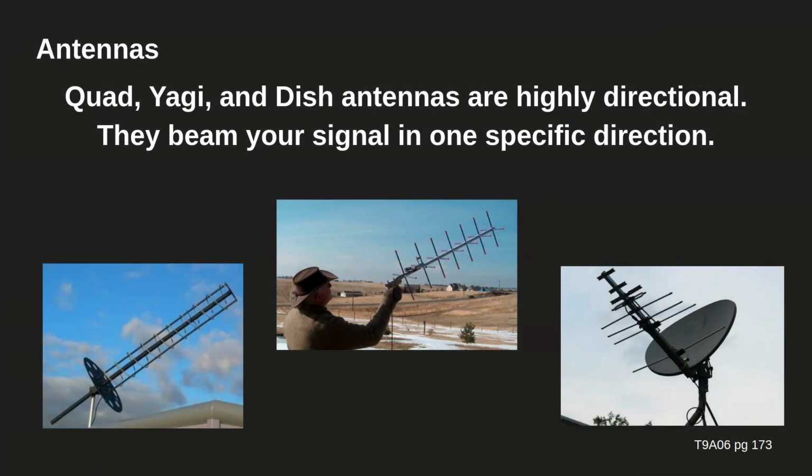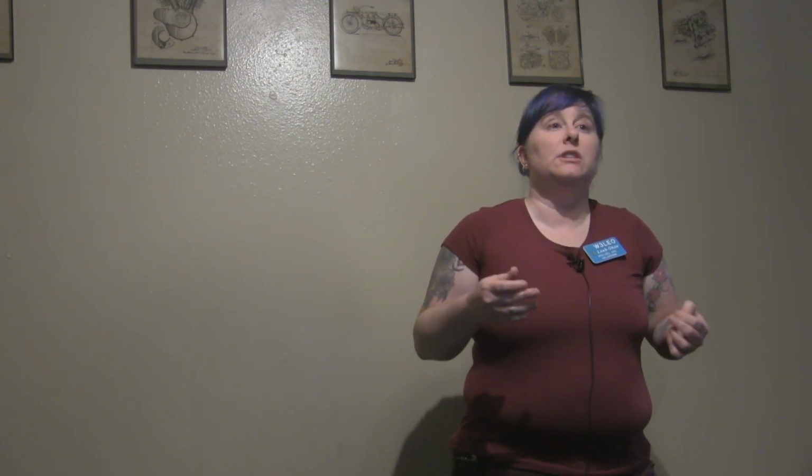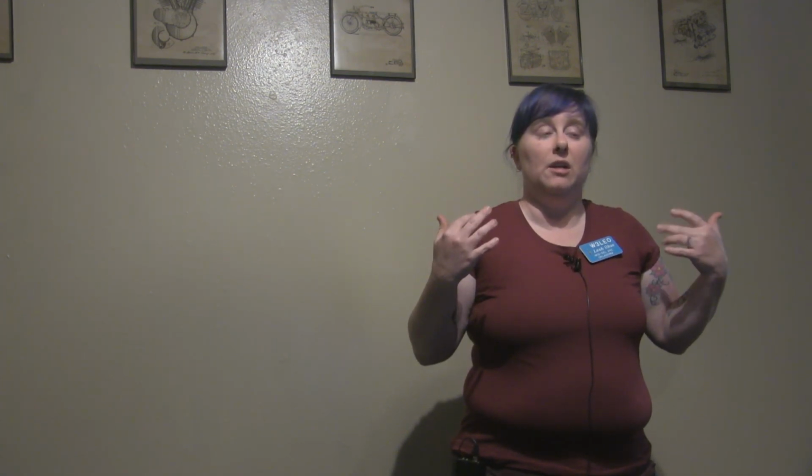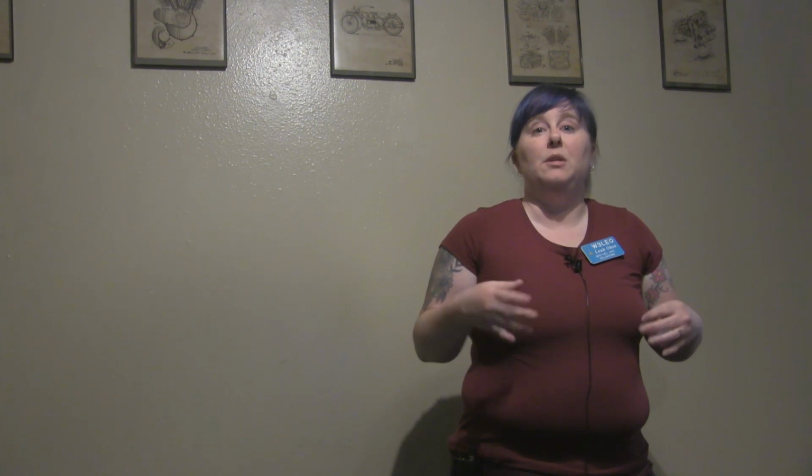Here are a few examples of a Yagi, a quad, and dish antennas that are highly directional. They beam your signal into one specific direction. Those are also popular to use when you're trying to make contacts with satellites. When the space station comes over, you will use a directional antenna for that. If you're getting interference on your radios, especially if something inside your home is creating it, you can use a directional antenna to help find it.